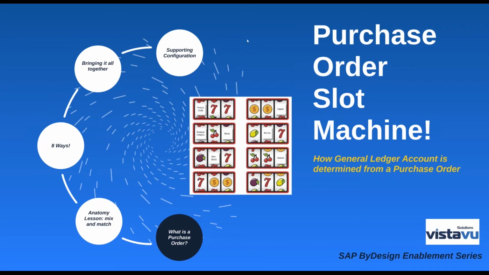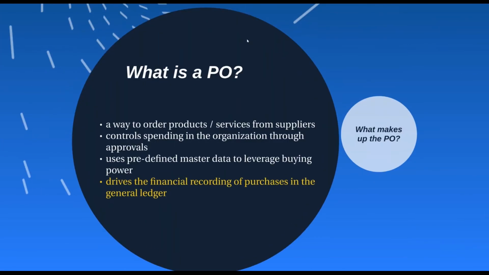First of all, what really is a purchase order? So, of course, it's a way to order products and services from your suppliers, controls the spending in the organization through approvals, uses predefined master data to leverage your buying power. And the reason we're really here today is it defines the financial recording of purchases in the general ledger.